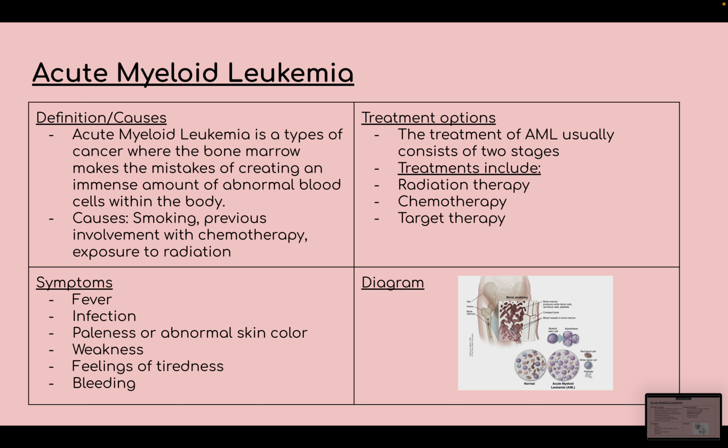Symptoms include fever, infection, paleness, weakness, fatigue, or bleeding. However, there are some very good treatment options, such as chemotherapy, targeted therapy, and radiation therapy. But what is special about this is that the treatment of AML actually has 2 stages. And here you can see the diagram where we have the bone marrow.